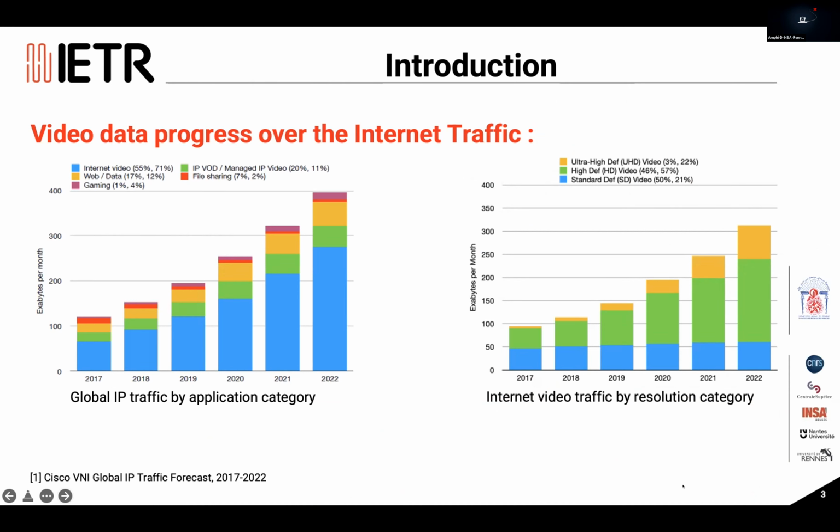In the first figure, we can see that video represented around 55% of the global internet traffic in 2017, and kept increasing over the years until 2022, where it reached around 71%. The same holds for emerging formats like ultra high definition, which represented about 3% in 2017, and is still increasing until it reached 20% this year.